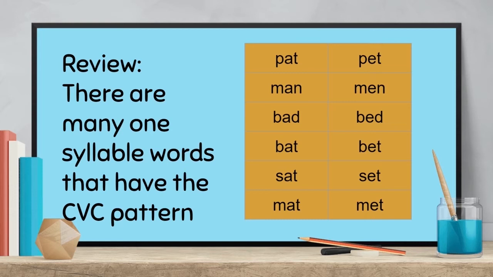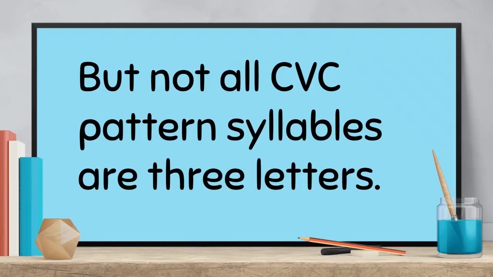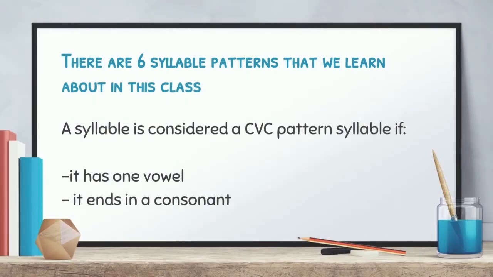If you read this list to yourself, notice the subtle differences between the words. We have hat, het, man, men, bad, bed, bat, bet, sat, set, mat, met. All right. But not all CVC patterns have 3 letters. You want to keep that in mind because sometimes that can be confusing.